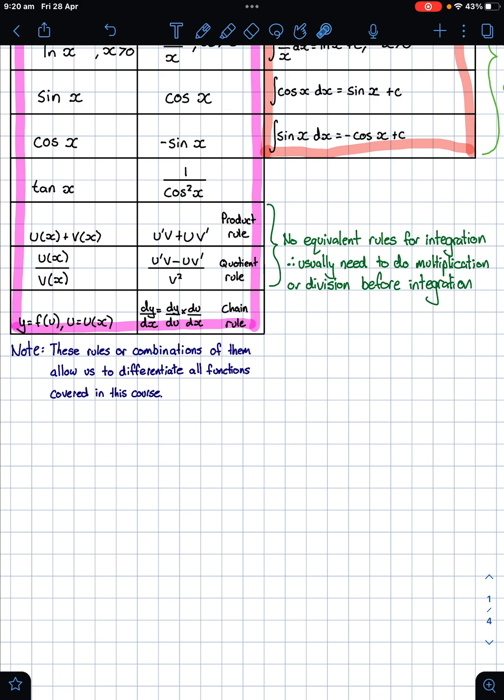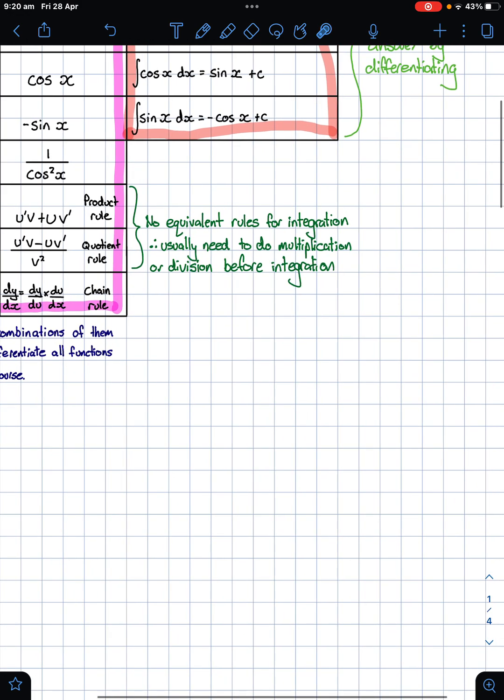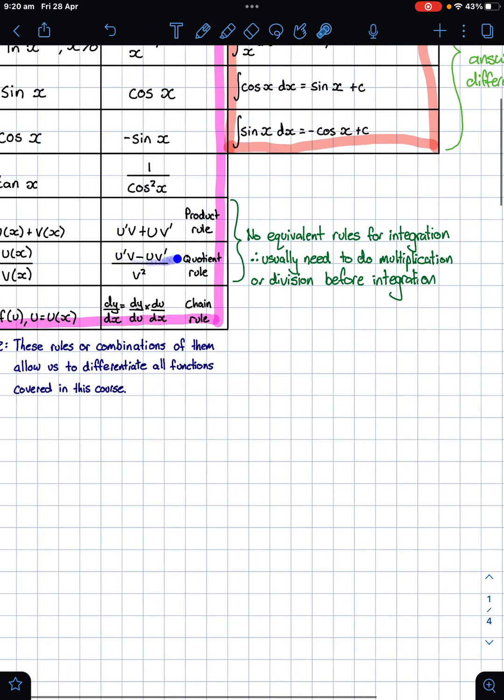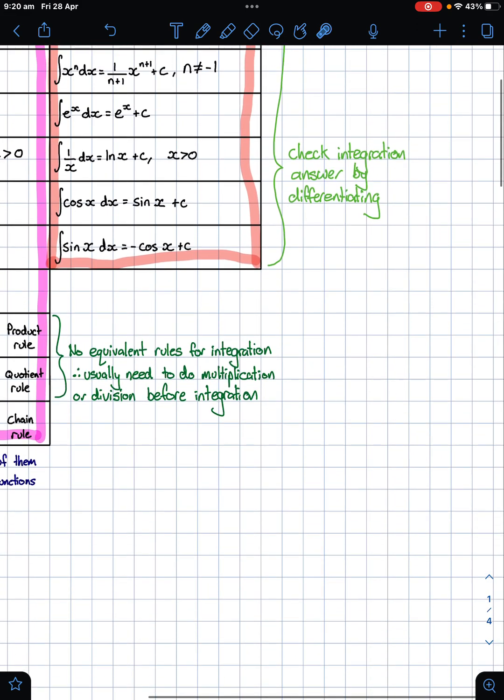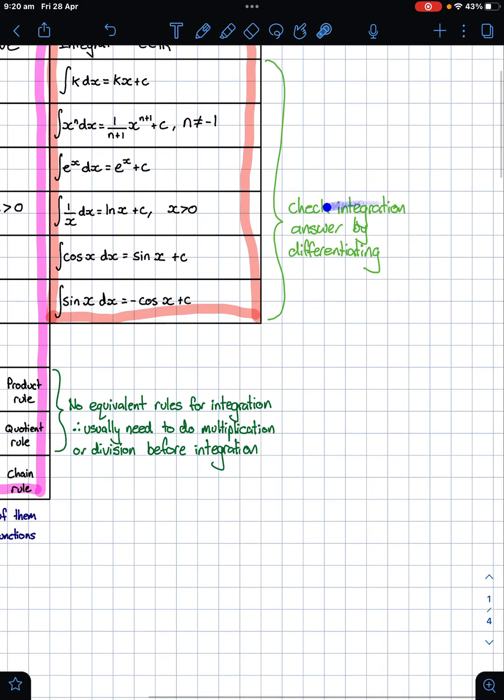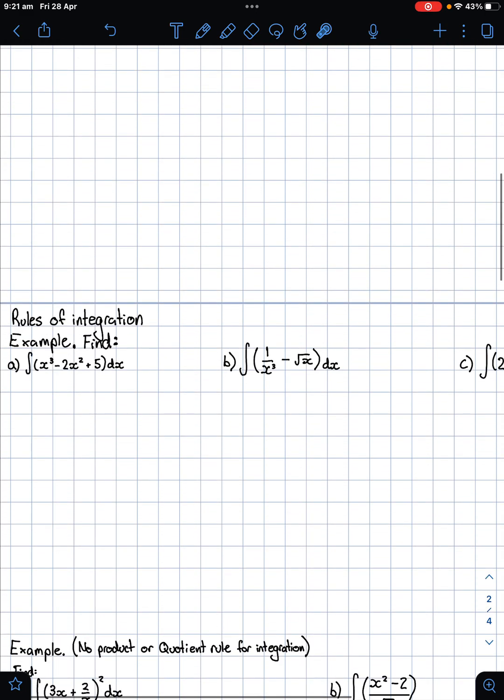All the rules that we've got here, or combinations of them, allow us to integrate all functions covered in this course. These bottom ones here, there's no equivalent rule for them. So what we usually do is we'll expand or divide first and then do our integration. We should always check our integration answer by differentiating. So let's go into an example now.